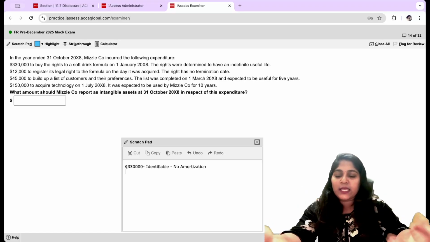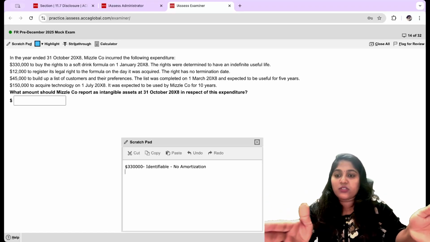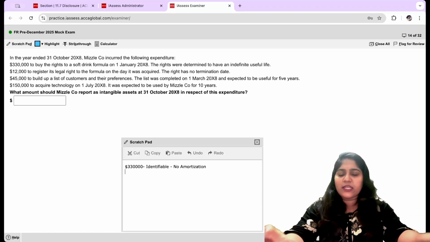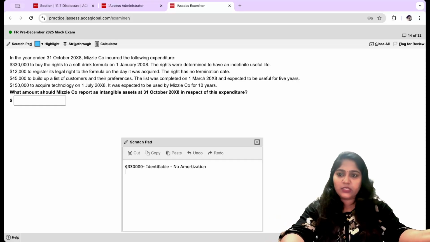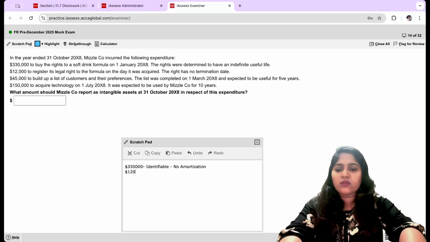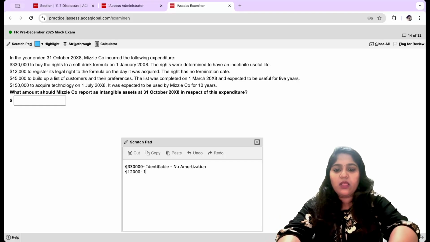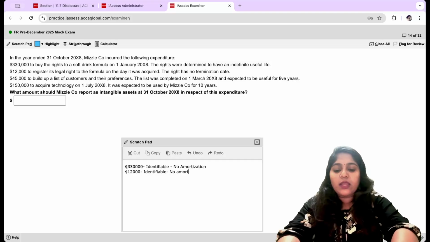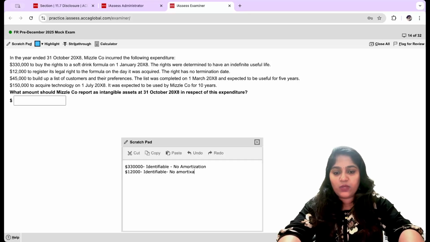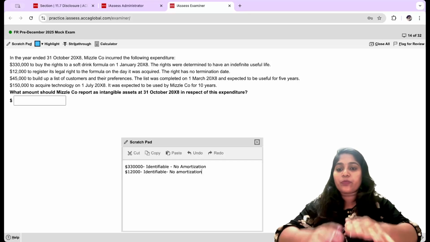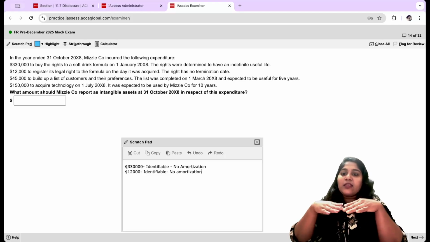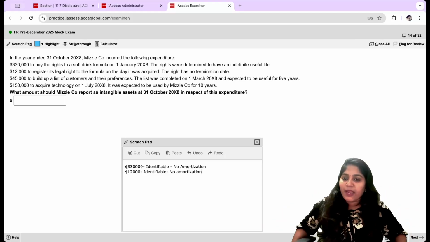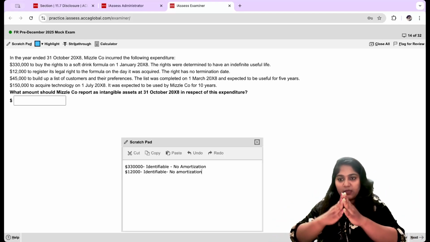Okay. Second, $12,000 to register a legal right to the formula on the day it was acquired. The right has no termination date. Again, $12,000 is identifiable, coming into the picture of no amortization as usual. Why? Because it does not have any termination date, one thing. Second thing is it is acquired through a legal right, so it is by default identifiable and we treat it as intangible asset.